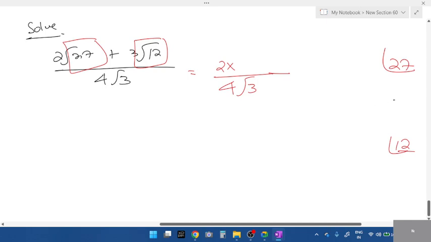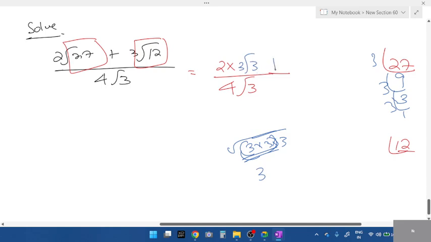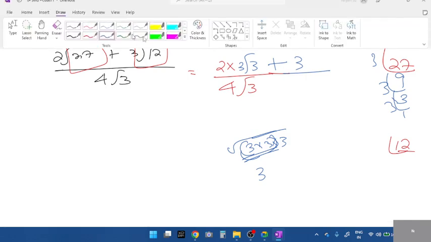What is 27? 3 nines are 27. How do I write this? How many values do I have to take? Same value, 2. So what do you get? 3 root 3 plus. I'll keep 3 as it is. Tell me for 12, students. Factorize 12.